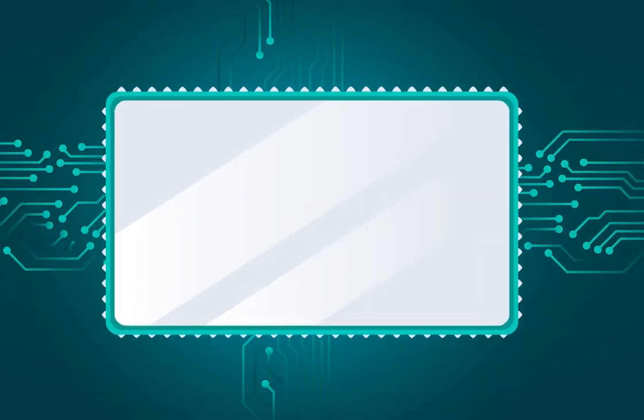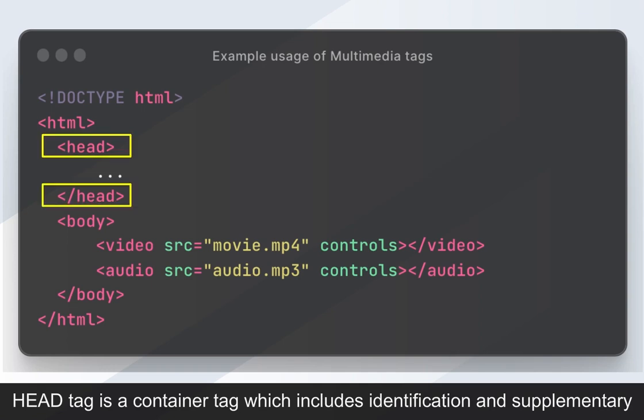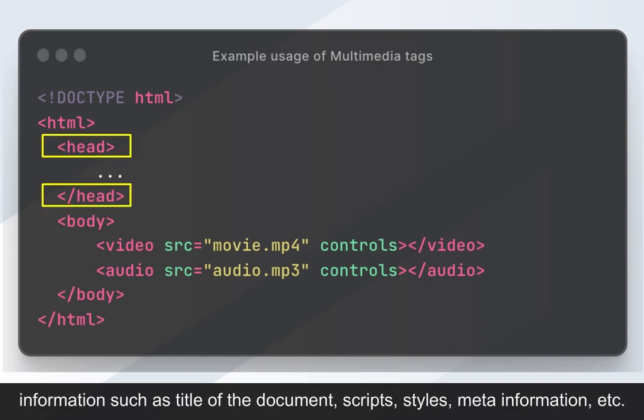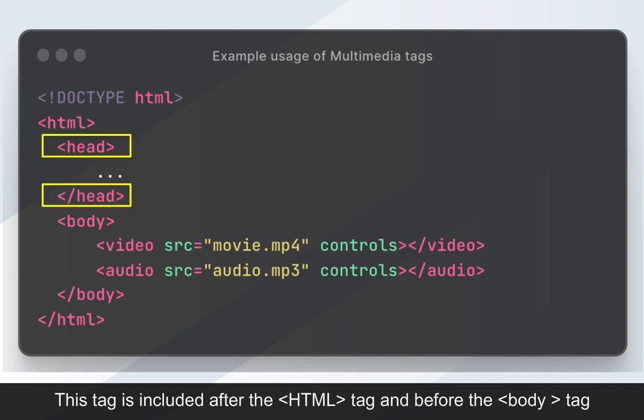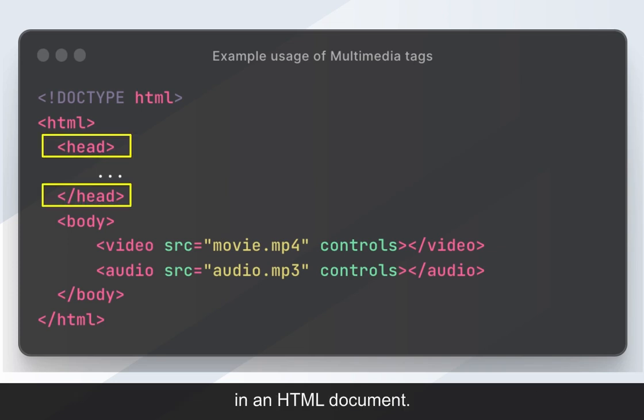Head tag. Head tag is a container tag which includes identification and supplementary information such as title of the document, scripts, styles, meta information, etc. This tag is included after the HTML tag and before the body tag in an HTML document.